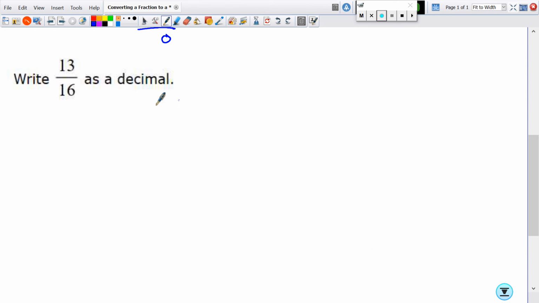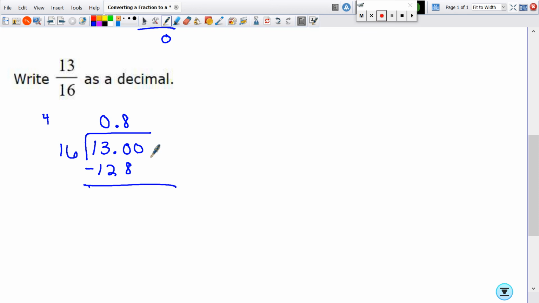This one can't be simplified. So I'm just going to write the numerator, the top part, with 2 zeros and divide it by the denominator. Bring your decimal up. 16 does not go into 13. 16 goes into 130. Well, I know it's not 10 because that's 169. Let's try 8. 8 times 6 is 48. Carry the 4. 8 times 1 is 8, plus 4 is 12. I think I got lucky on that one. Okay, subtract. 130 take away 128 is 2.